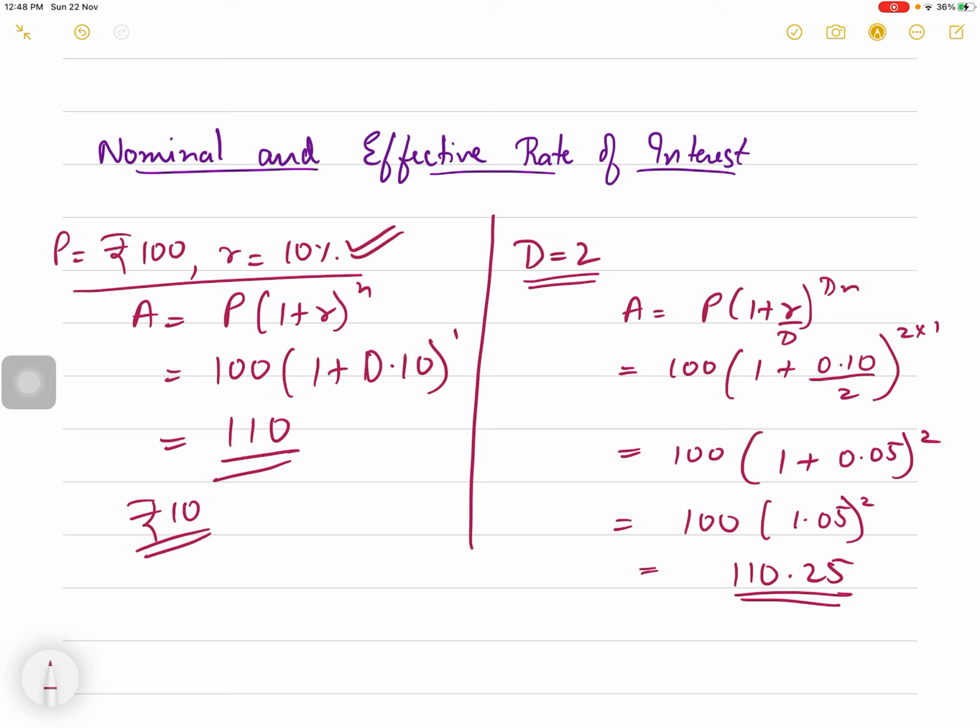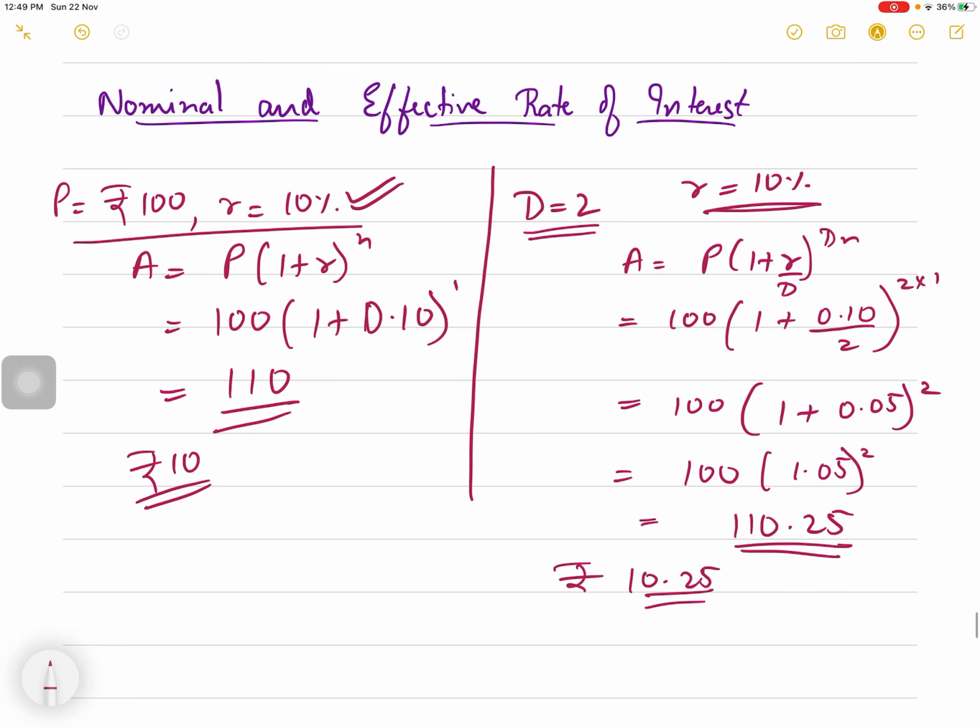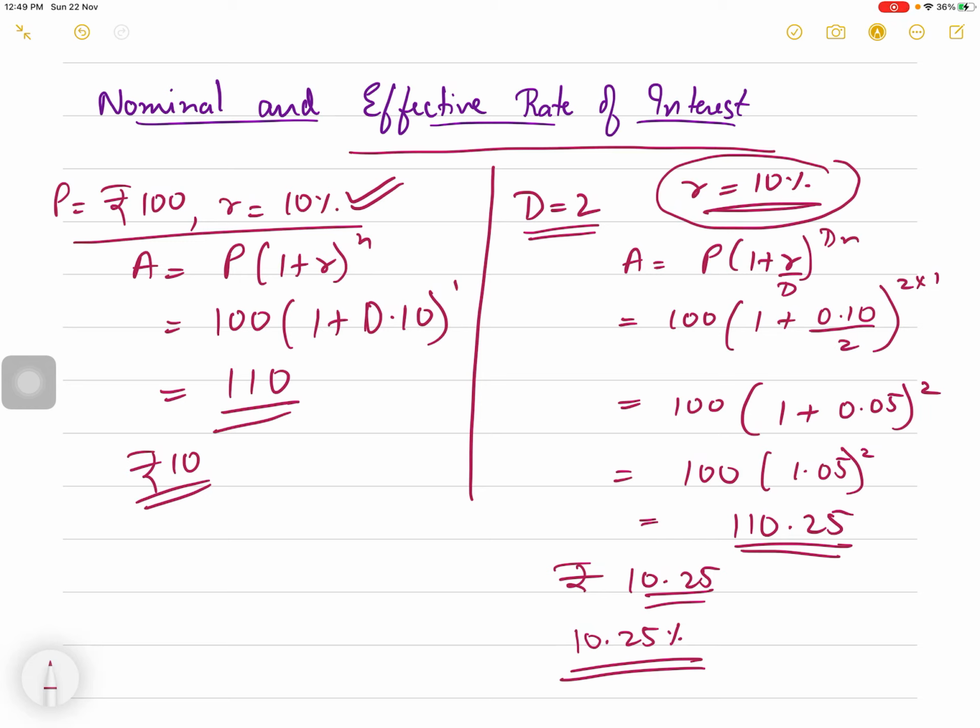So when compounding is done half yearly, though in this case also rate of interest is 10%, the earning is more than 10%. So in this case, earning is rupees 10.25, that is, 10.25%. So when you invest 100 rupees, at the end of a year, you are getting 10.25 rupees. That means 10.25% is the effective rate of interest. Rate of interest in this case is also 10%, but at the end of the year, you are earning 10.25%. And this is called effective rate of interest.